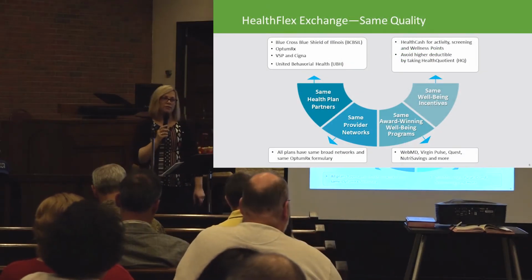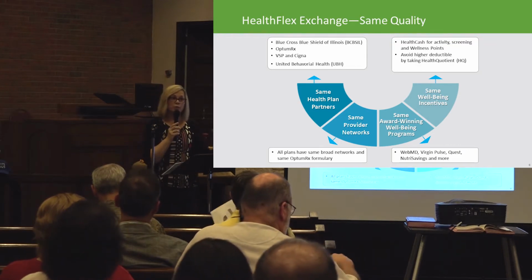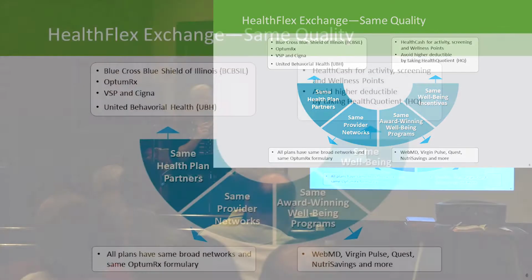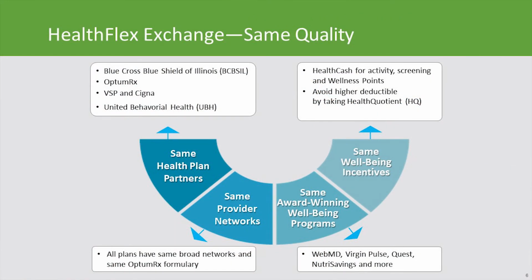So what is the same about HealthFlex Exchange as opposed to what you have now, HealthFlex? Well, there's quite a bit. So right now, you have Blue Cross Blue Shield of Illinois as your carrier. That's going to be the same, no matter what plan you choose. You will have OptumRx as your pharmacy. Again, the same pharmacy carrier. VSP will be your vision carrier, should you choose vision. Cigna would be your dental carrier, should you choose dental. And we still have United Behavioral Health.